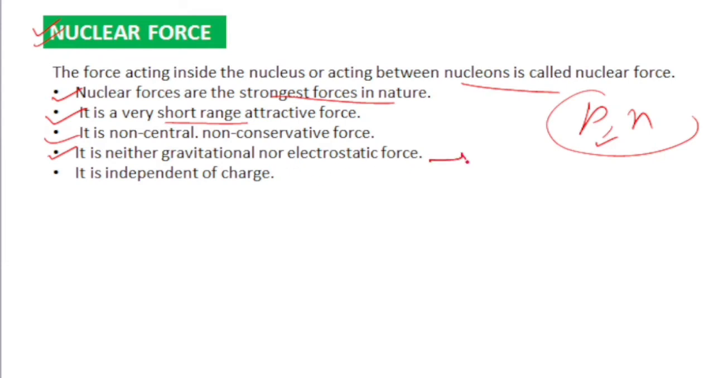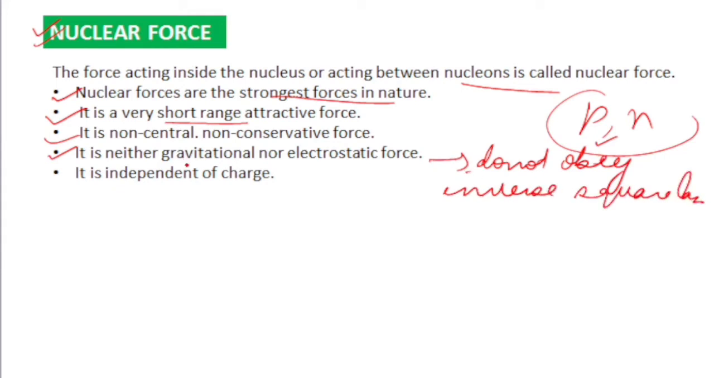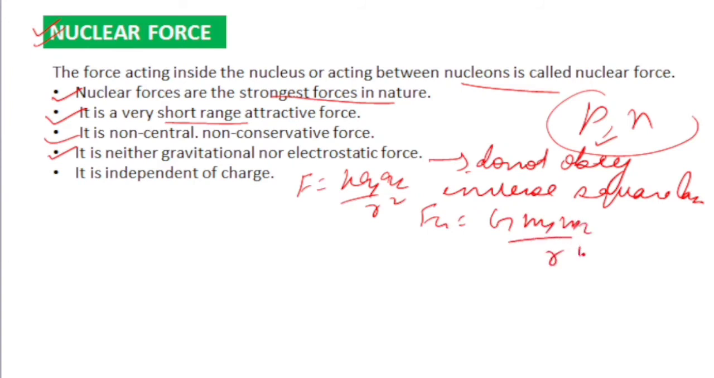It means it does not obey the inverse square law. Both gravitational force and electrostatic force obey the inverse square law. Electrostatic force is what? K Q1 Q2 by R square, and the gravitational force is G M1 M2 by R square. So both obey the inverse square law, but nuclear force does not obey the inverse square law. So it is neither gravitational nor electrostatic force, and it is charge independent. So these are the different properties of nuclear force.